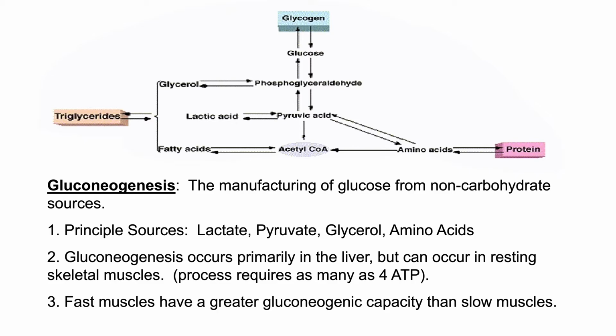It says fast muscles have a greater gluconeogenic capacity than slow muscles. Hence why we always say type 2 fibers are glycolytic. Okay, that's one defining term of glycolytic, being able to form new glucose within the tissue itself.